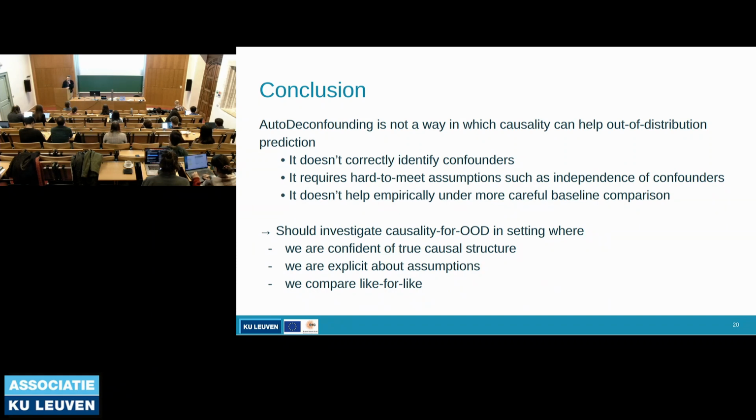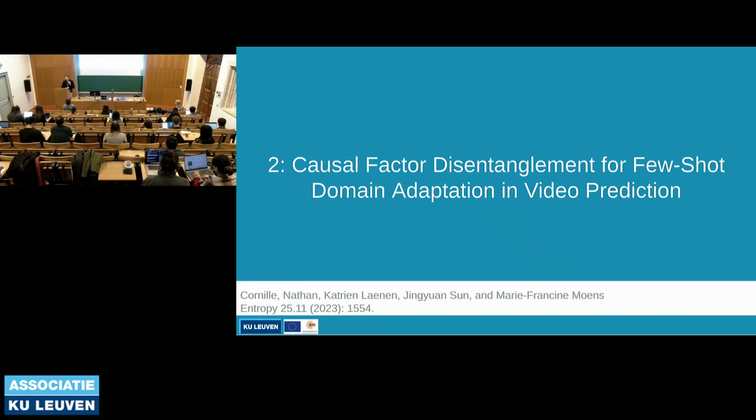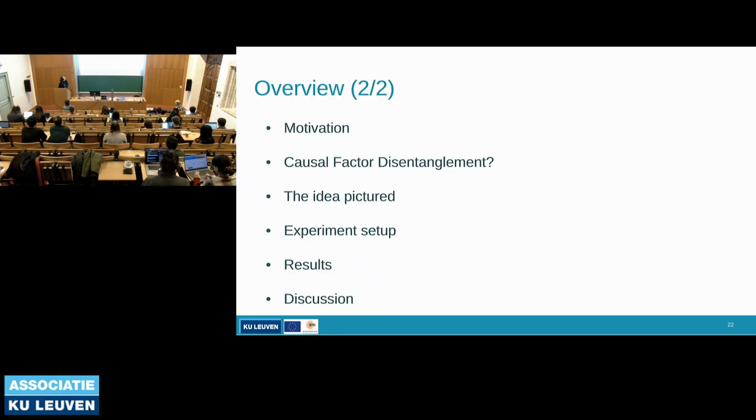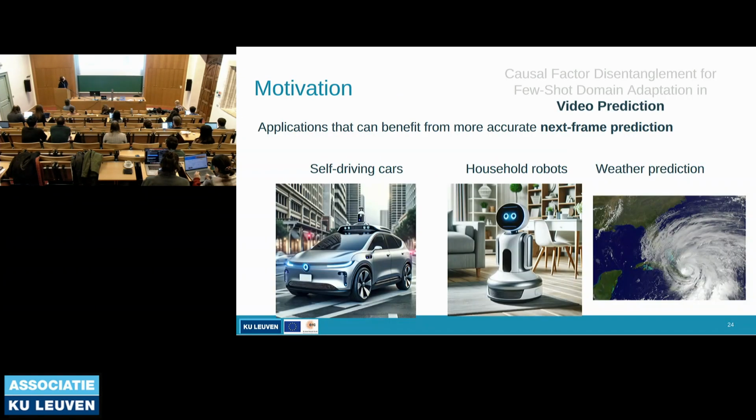And so we're still believers that causality can help, and we're interested in investigating a setting where we know we have access to the true causal structure. We need to be explicit about the assumptions, and we compare on a like-for-like basis. So that's what we try to do with this second paper. It's called Causal Factor Disentanglement for Few-Shot Domain Adaptation in Video Prediction. So I'll break down the title here.